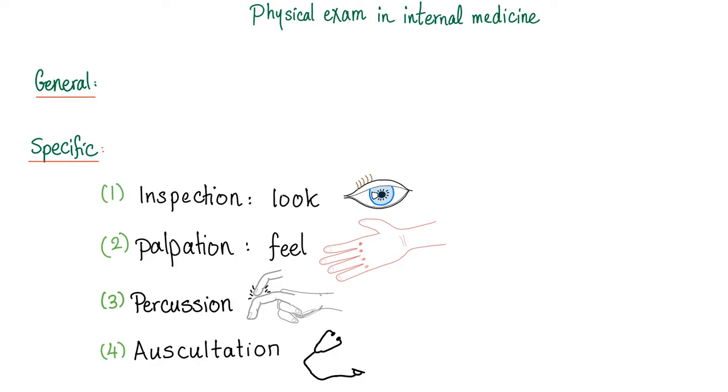Physical exam for internal medicine. Generally speaking, you start with the general assessment, then the specific. Let's specify a system, let's say the heart. Inspection, you just look. Palpation, you feel. Percussion, which is not done in cardiology anymore, but it's here. We're talking generally, guys. Auscultation, you use your stethoscope.